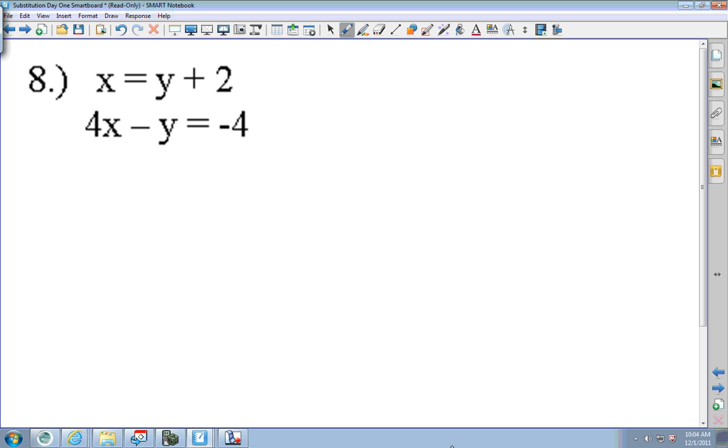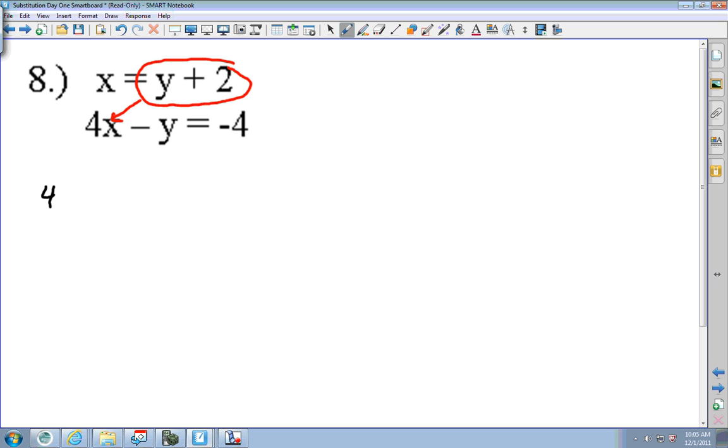There's the next one. Write down the next problem. Now you're looking to see, is there an equation that is in x equals or y equals form? Yes, there is, right here. So let's circle what x equals. Whoops, made that little short there. There we go. I'm going to substitute it in there for x.